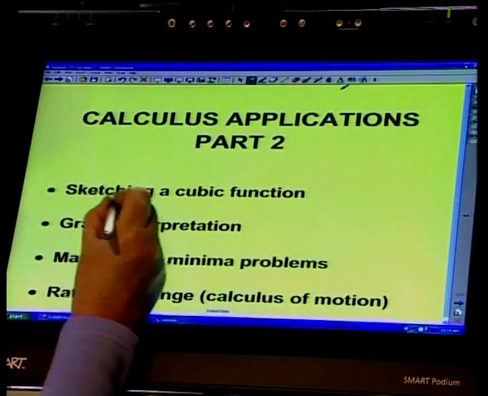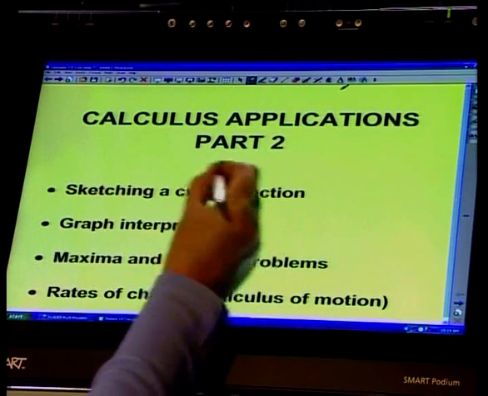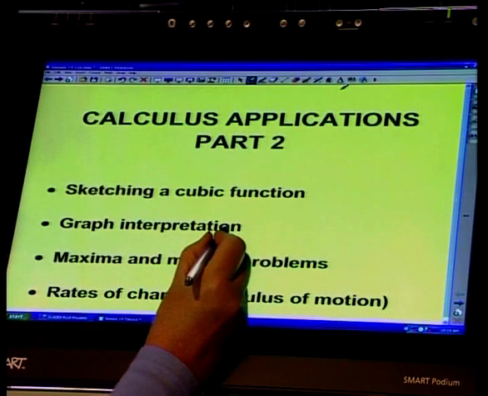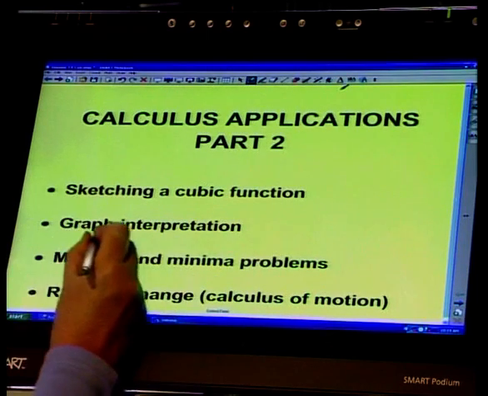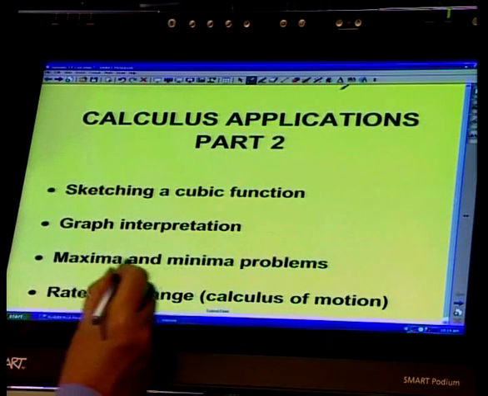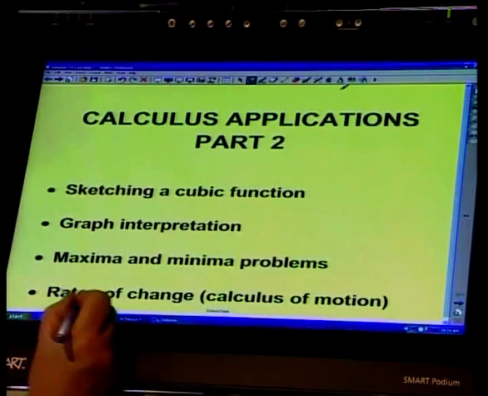We looked at sketching a cubic function, where we went through the 5 points we needed to know before we could actually do it. We then looked at some graph interpretation. We didn't finish this, so I'm going to start by doing a little bit more on that. Then we're going to move to maxima and minima problems, and these are where it really is about real life applications, and what we can actually use this for in real life. And then, of course, rates of change.